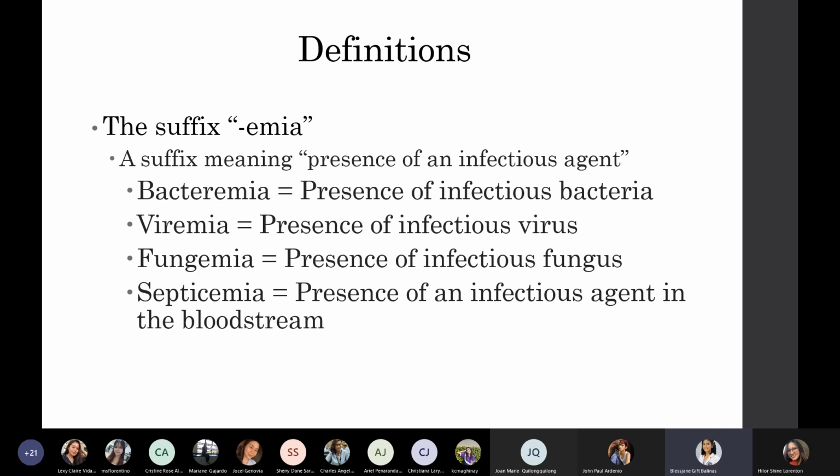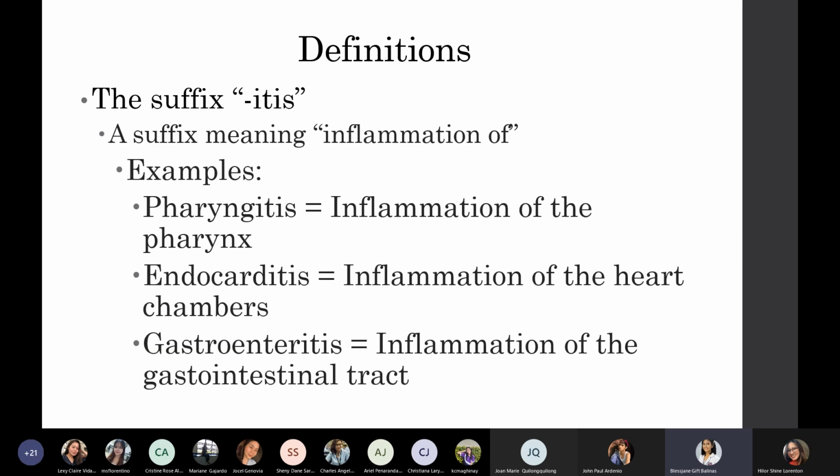Next one, we have the suffix -emia, meaning presence of an infectious agent causing an infection. For example, bacteremia, presence of bacteria. Viremia, presence of infectious virus. Fungemia, infectious fungus. Septicemia, infectious agent in the bloodstream, or sepsis. -itis means inflammation. Pharyngitis, inflammation of the pharynx. Endocarditis, inflammation of the heart chambers. And gastroenteritis, gastrointestinal tract inflammation. So those are the most common terms, -emia and -itis. You need to remember that.